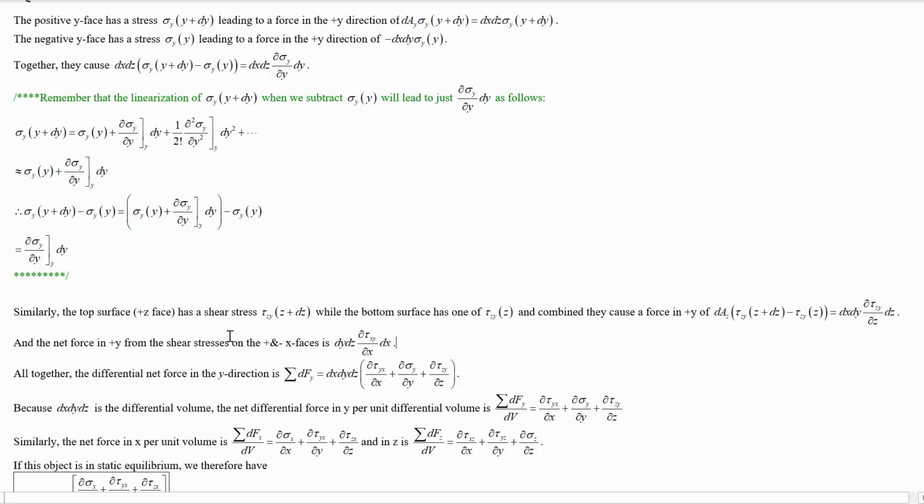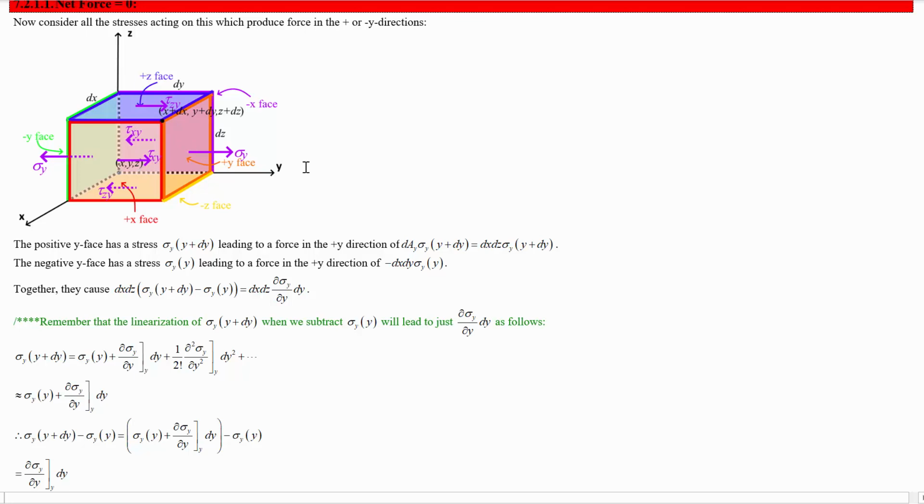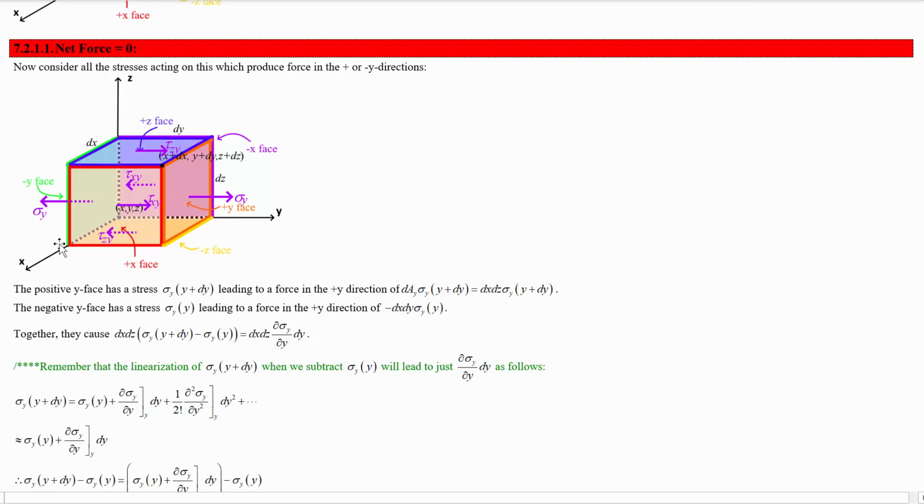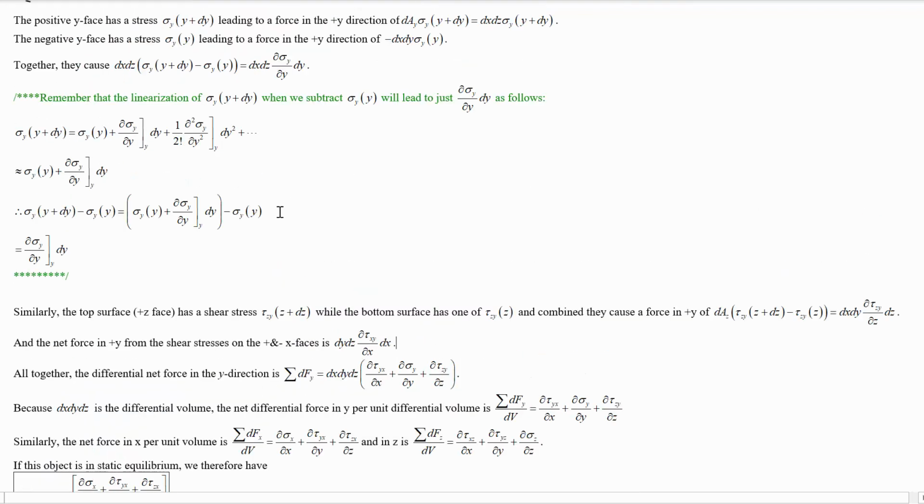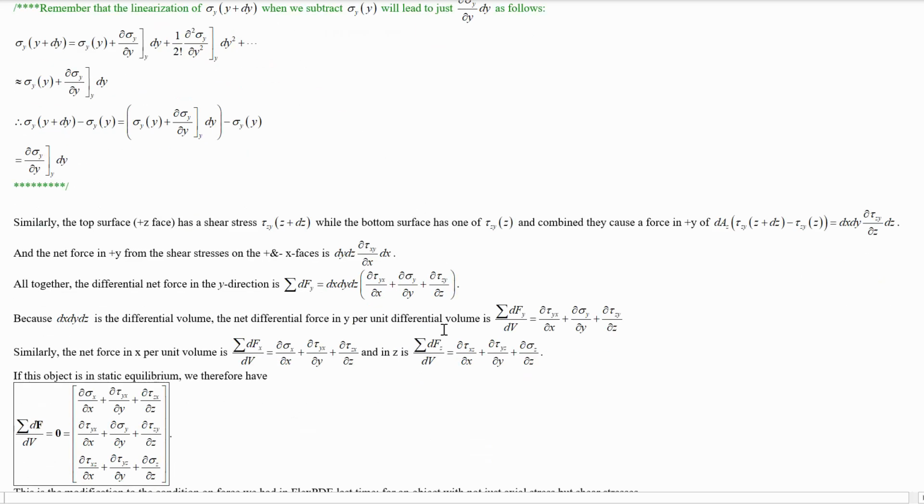Okay, and if we were to figure out the net force in the y direction from the shear stress tau xy, it'll similarly be tau xy at x plus dx minus tau xy at x times the area of this face, which is dy dz. And when you take the difference in those shear stresses, that'll lead to tau xy's partial derivative in x times dx, again by the same linearization. So in total, we're going to have a dx dy dz in every single term, right? And you can factor that out.